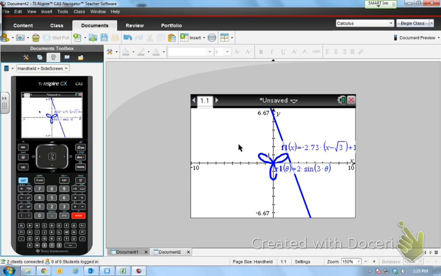Yeah. It's a necklace. I know. Kind of does look like one. Okay, so our tangent line is at pi over 6. Sweet.